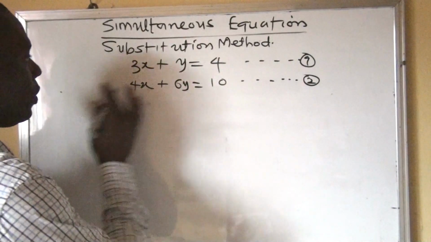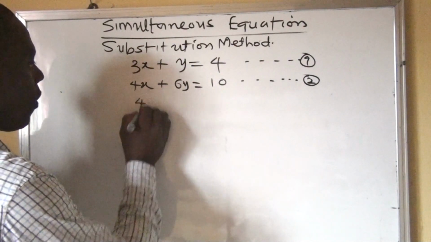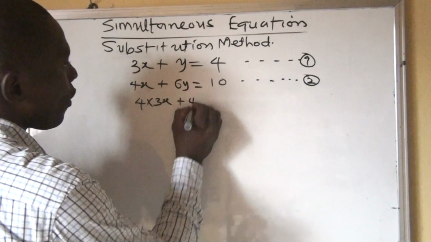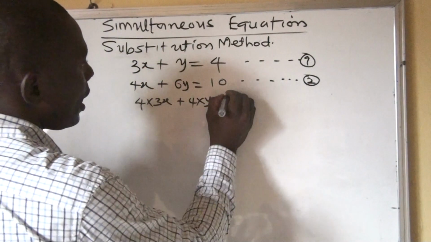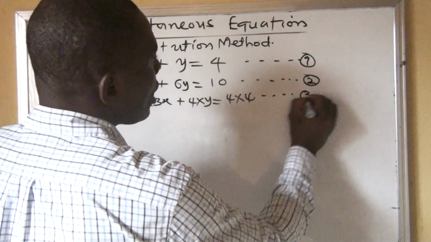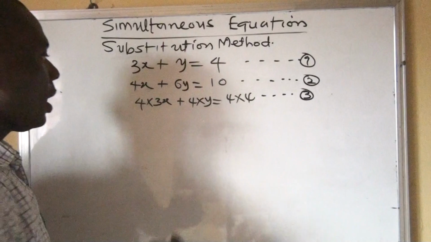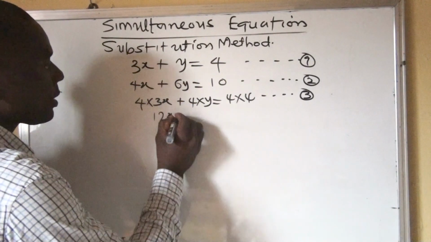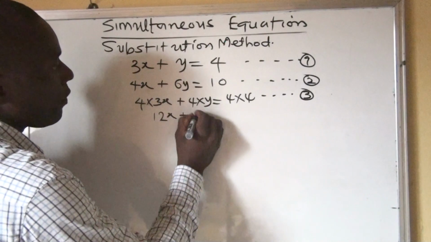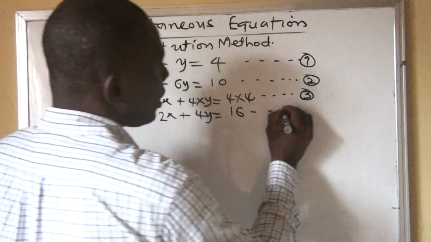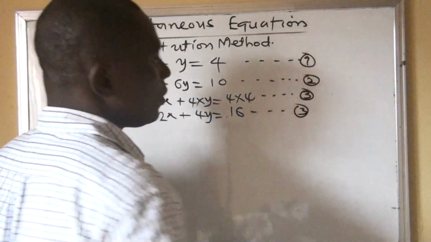Now here, if we do that, this will become 4 times 3x plus 4 times y equals 4 times 4. This becomes equation 3. Okay? And if we do this, 4 times 3x will give us 12x, 4 times y will give us 4y, and 4 times 4 will give us 16. This is now our equation 3.